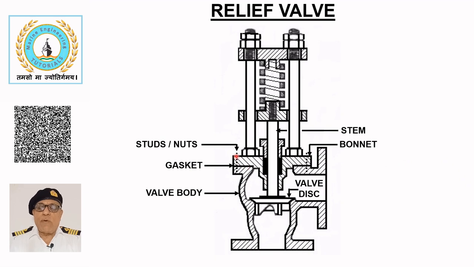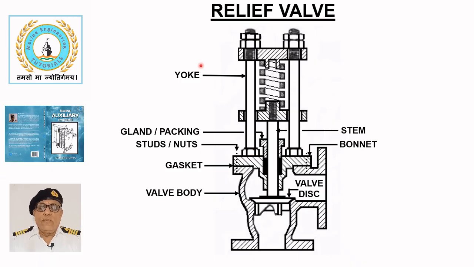The bonnet is attached to the valve body using studs and nuts with a gasket placed between them to prevent leakage. Packings are inserted around the stem and held in place by the gland to prevent leakage. Two long studs attached to the bonnet form the yoke. A spring plate is inserted through the yoke which rests on the stem.